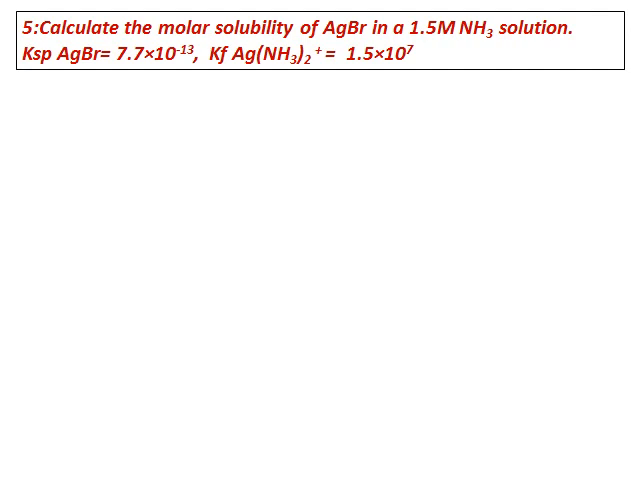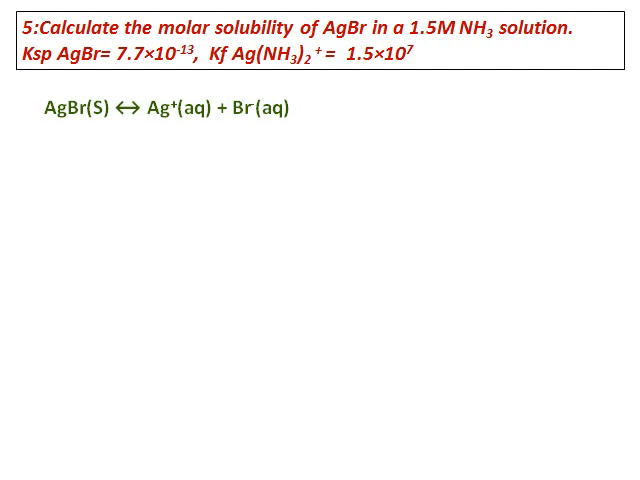So in this case, in the presence of ammonia, the silver bromide will dissolve and form the complex Ag(NH3)2+, and therefore the formation constant of the complex is also given. So we need to consider that also while calculating.